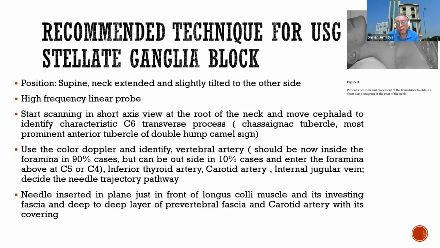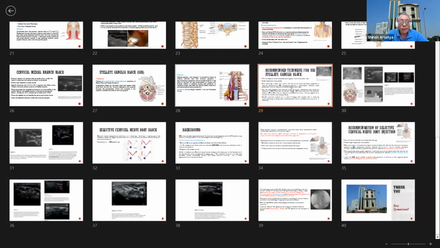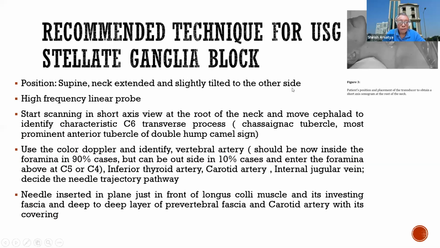But in 10% of cases, the vertebral artery enters the foramen at the level of C5 or C4. So you have to be very careful to identify Chassaignac's tubercle. In 90% of cases the vertebral artery goes into the foramen at the level of C6, but in 10% of cases, the vertebral artery can travel up and go into the C5 or C4 level.